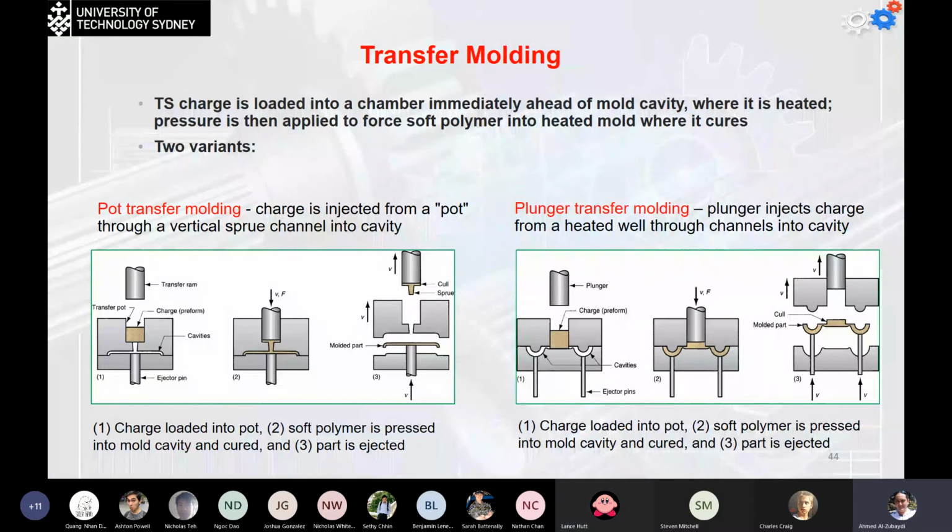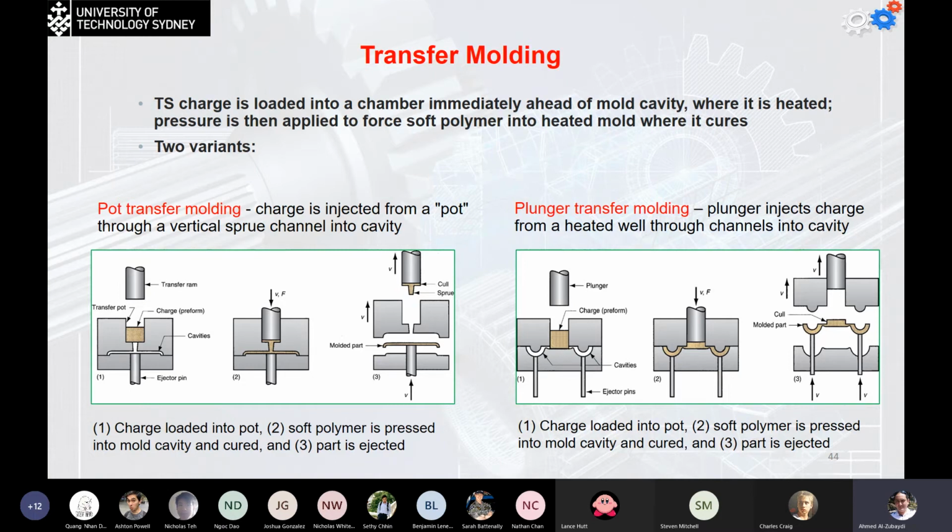The types of the molds can be different. We can use the transfer molding, which can be classified into the pot transfer molding and the plunger transfer molding. So usually the thermoset charge is going to be loaded into the chamber immediately ahead of the mold cavity, as you can see here. And where it's going to be heated, the pressure then is going to be applied to force the soft polymer into the heated mold, where it's going to be cured.